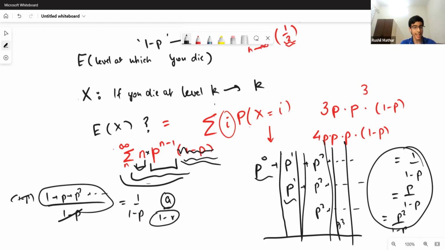And so, for example, if p was equal to, let's say, 1 by 3, so the chance of going to the next level is 1 by 3, then you die pretty early, because the expected value of the level you die at will become 3 by 2. On the other hand, if I made this 2 by 3, now you'll die at level 3, which makes sense. If you increase the probability of living, you die at a higher level on average.